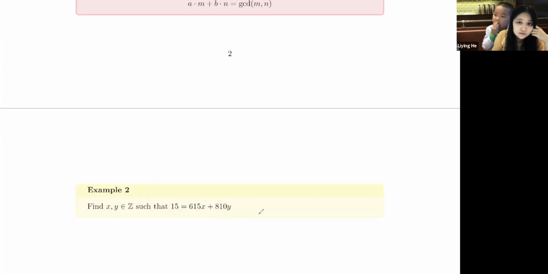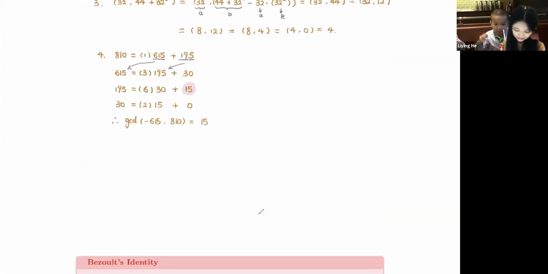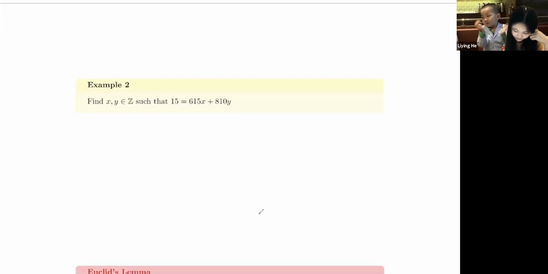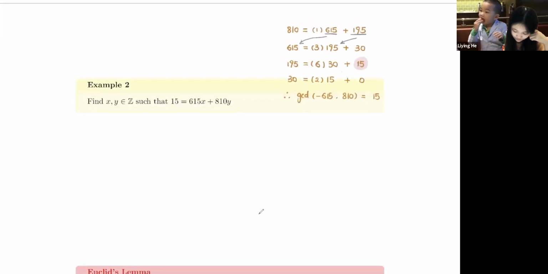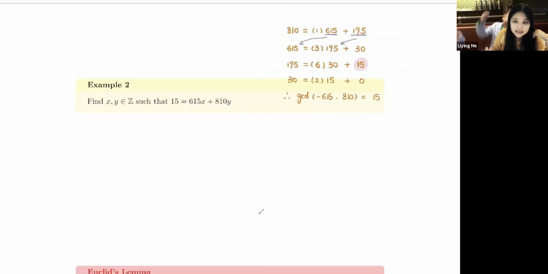But how do we find those two integers? I'll give you a hint: you need to use this. I'll leave it here, and to find x and y, you need to use this. Another hint is that it's basically the Euclidean algorithm backwards.